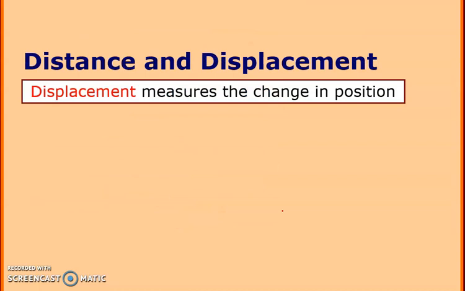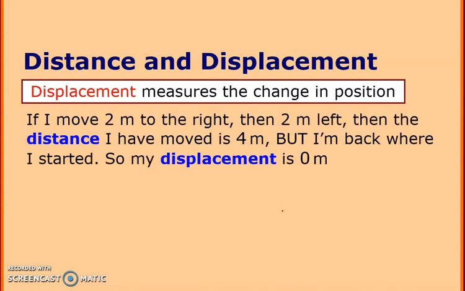A little word about distance and displacement. Displacement measures the change in position. So it's not the same as distance travelled, and some people get confused by this. And there's a little example of this. If I move 2 meters to the right, so let's imagine me, and try and find where my pen is. So up here I can just draw a little line. Here's me, I move 2 to the right. So you can see 1, 2.